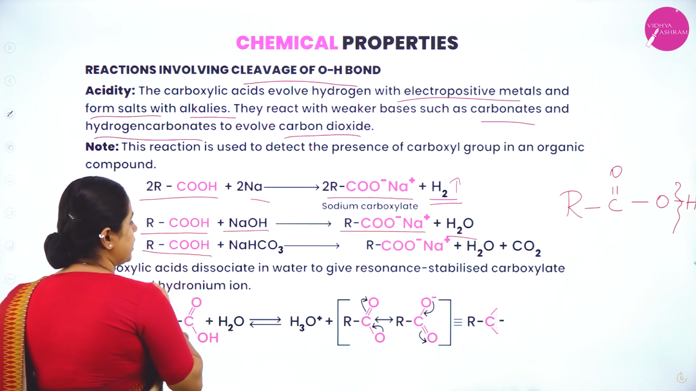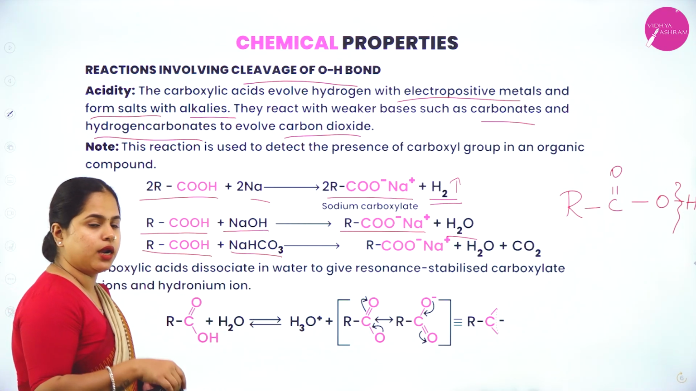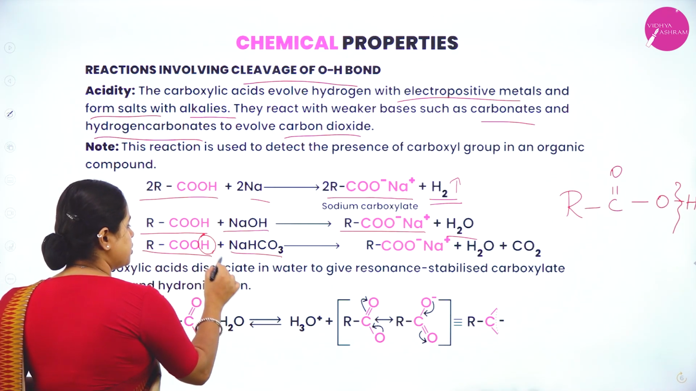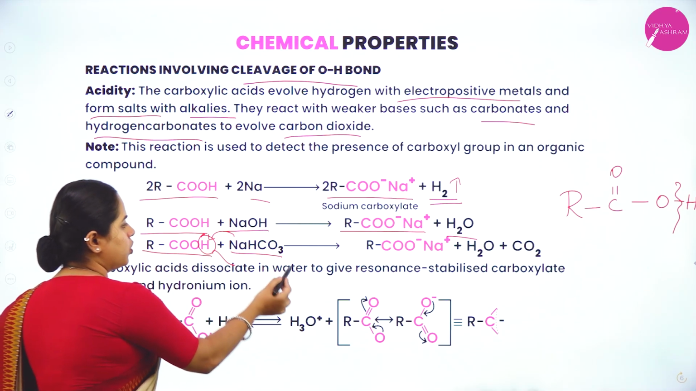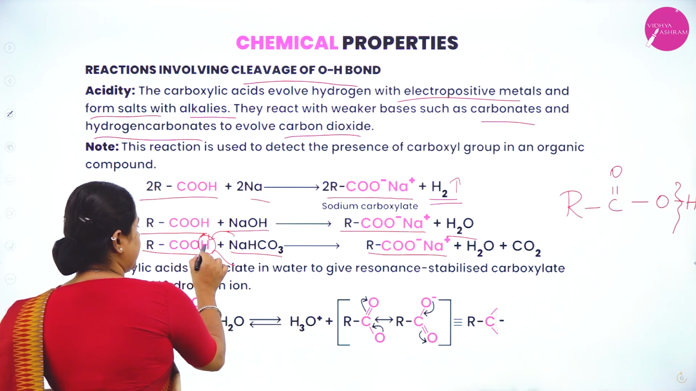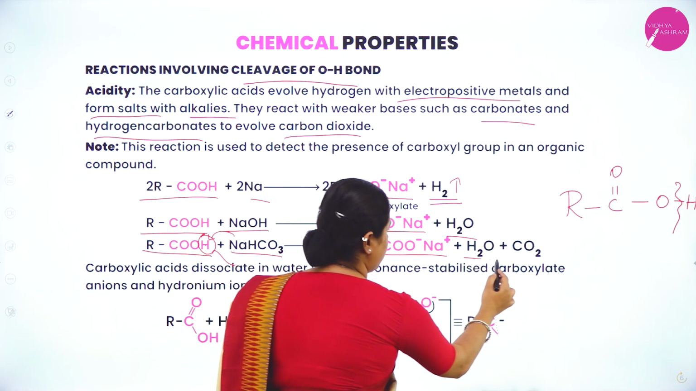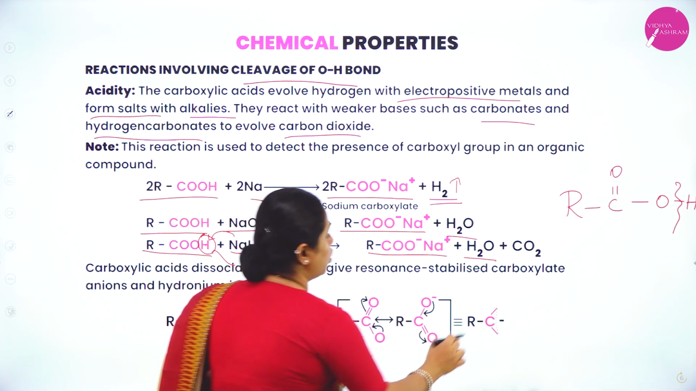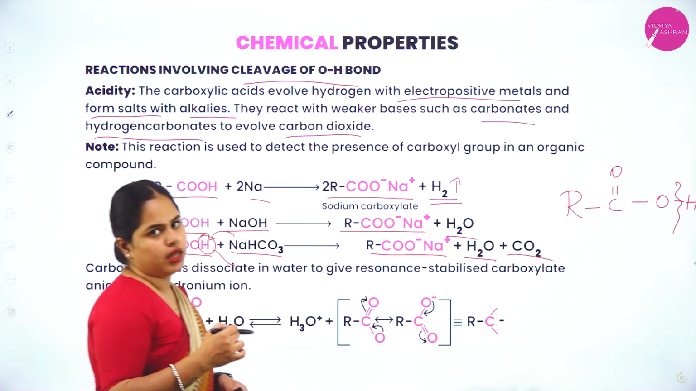Now again, carboxylic acid reacts with sodium bicarbonate. What will happen? This hydrogen is going to be replaced by the sodium, so you will get again the sodium salt of the carboxylic acid. Then you have one H and one oxygen together forming water. And what else will be there? CO2 will be there. Carbon dioxide will be liberated.